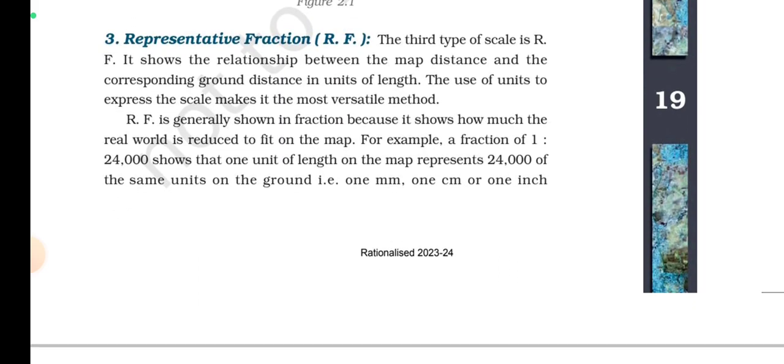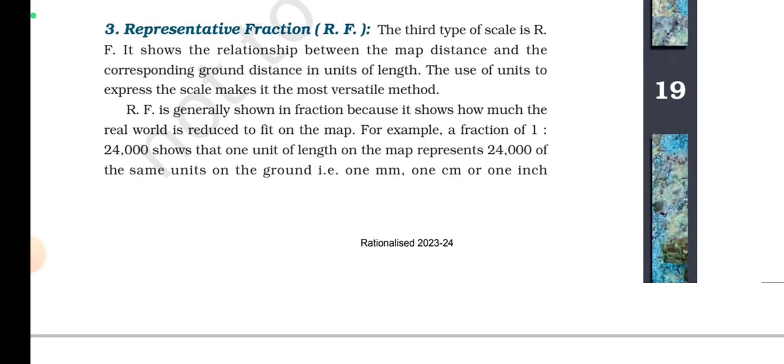Now representative fractions, this is the best method. The third type of scale is RF. It shows the relationship between the map distance and the corresponding ground distance in units of length. The use of units to express the scale makes it the most versatile method. RF is generally shown in fraction because it shows how much the real world is reduced to fit on the map. For example, a fraction of 1:24,000 shows that 1 unit of length on the map represents 24,000 of the same units on the ground, that is 1 millimeter, 1 centimeter, or anything you can say.